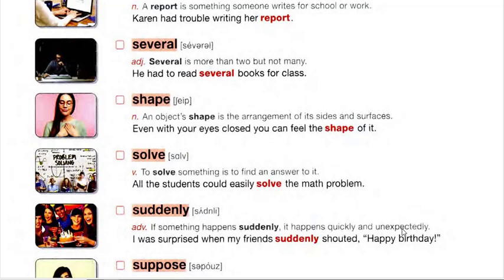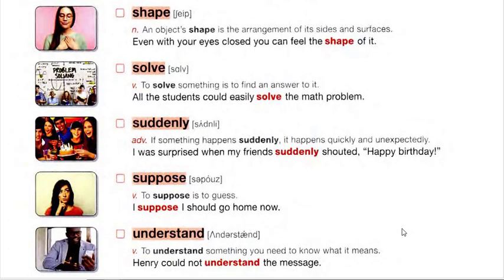Several means چندین. This is an adjective. Several is more than two but not many. He had to read several books for class.